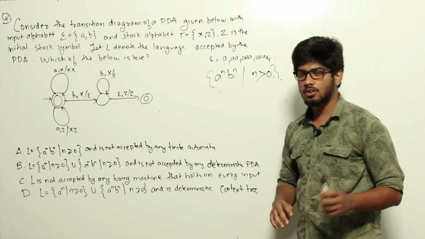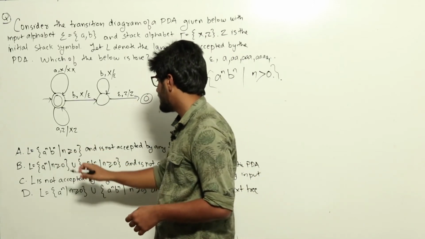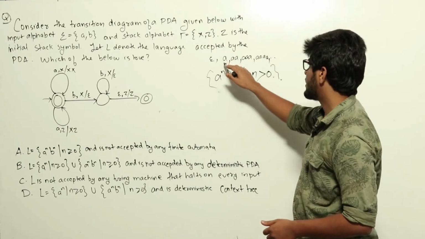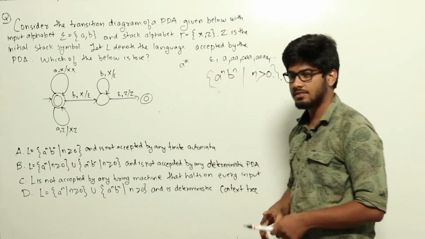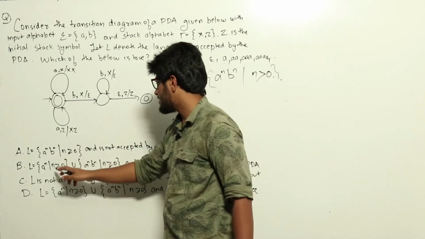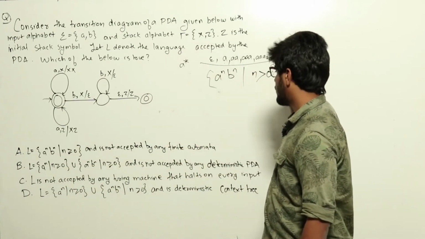Now let's take a look at the options. The first one says that language is a power n, b power n, such that n is greater than or equal to 0. That is false, because that doesn't cover this part. The language can also generate strings of the form a star, right? So this part alone doesn't cover this. Now option B, a power n such that n greater than or equal to 0, that is correct. It is covering all of these.